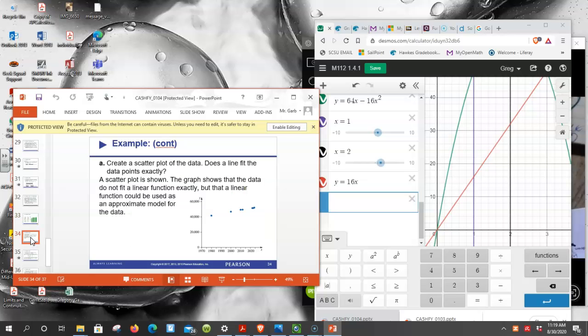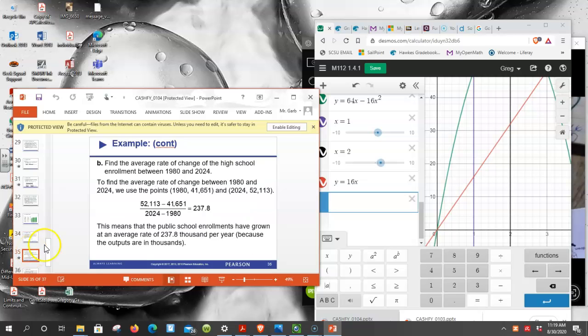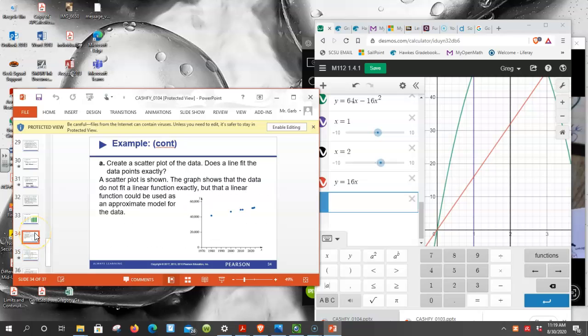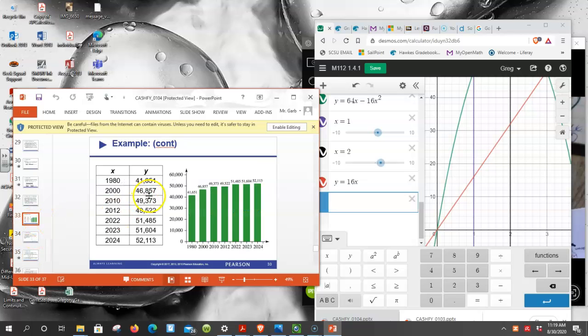Is it a constant rate of change? No, it's not. I made a scatter plot. It's linear, but it's not exactly a line. That's what we need to know here. Find the average rate of change. So we go back to the table. We can pick any points we want. So I pick, for instance, we'll do that.